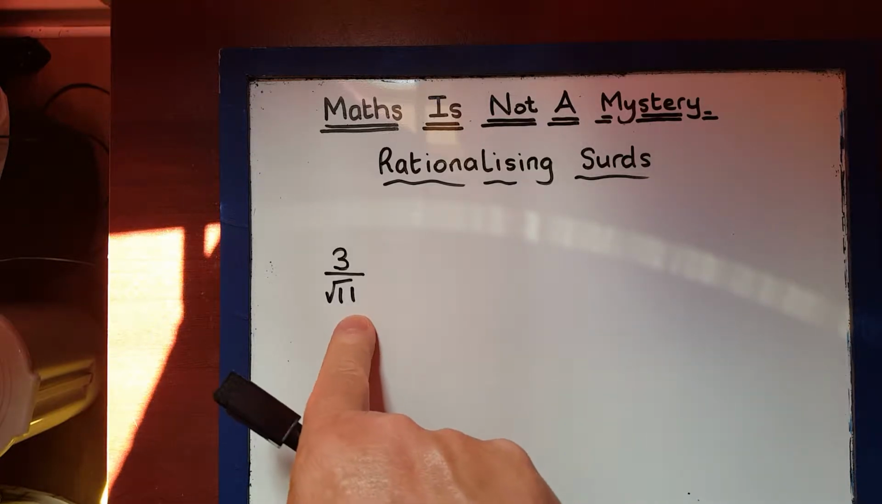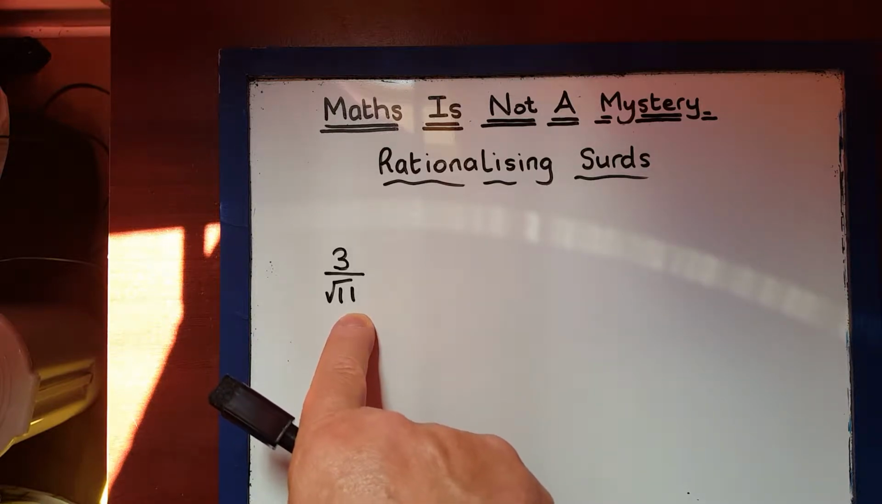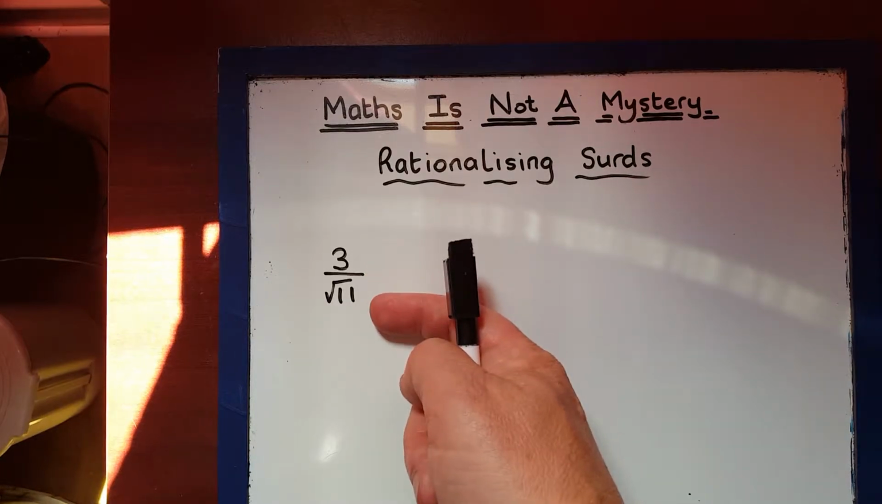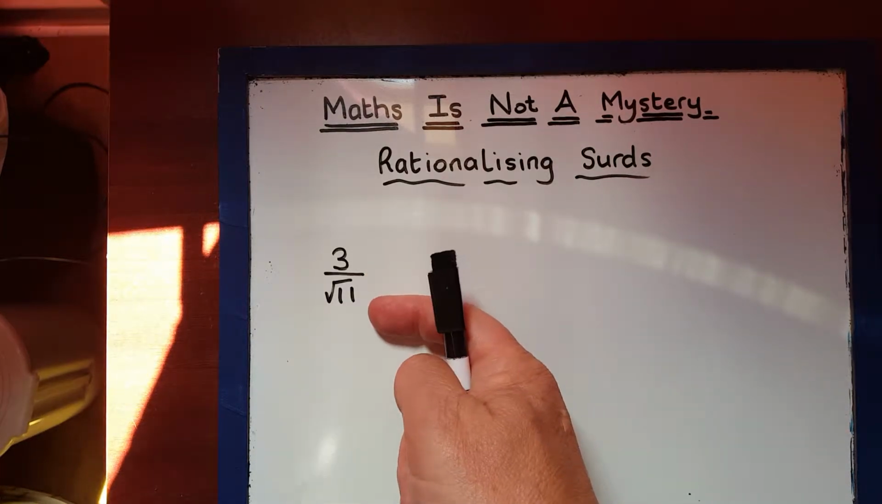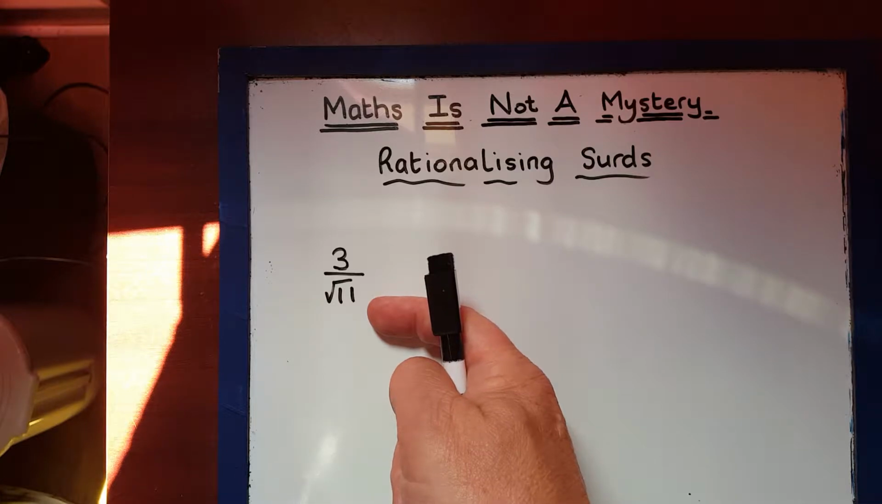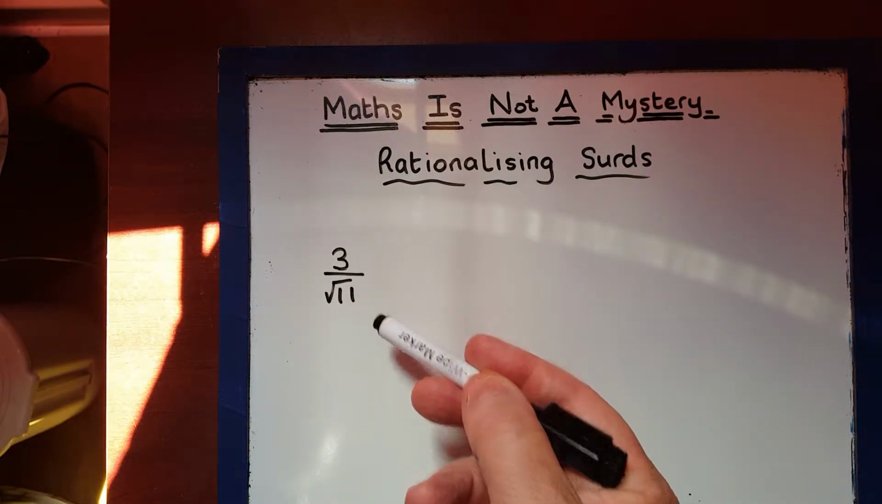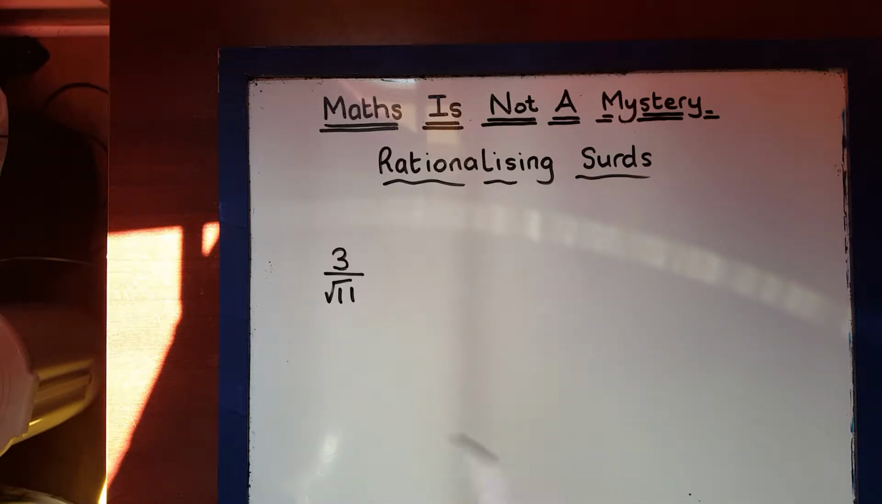Having a root on the bottom of a fraction makes it really very difficult to understand, because what this means is 3 divided by this number with an endless decimal. It's impossible to divide 3 by something that's got an endless decimal. This is an irrational number.